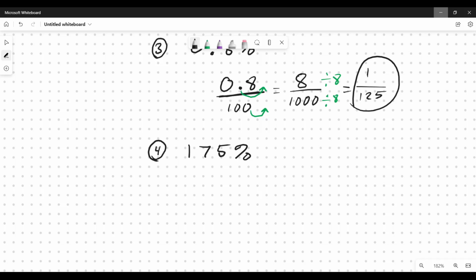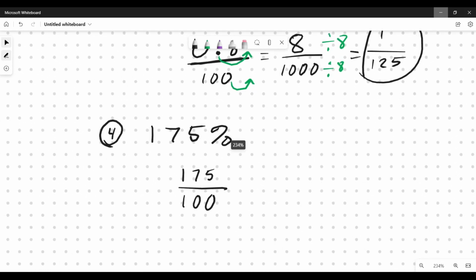Steps are the same. So what am I going to do first? 175 over 100, because we always put it over 100 whenever we're doing percent to fraction. Always. Okay. Now, we don't want to leave that as an improper fraction. So to convert an improper fraction to a mixed number, what are we going to do? Divide it.